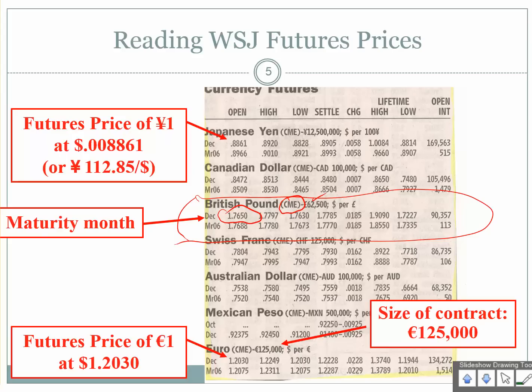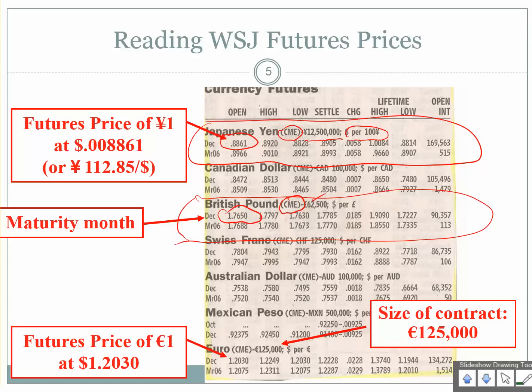We can see that the Japanese yen is also on the Chicago Mercantile Exchange. Each contract is for 12,500,000 yen, and they're quoted dollar per 100 yen. So when I see a quote of 0.8861, it's actually 0.008861 per yen since it's per 100 yen.